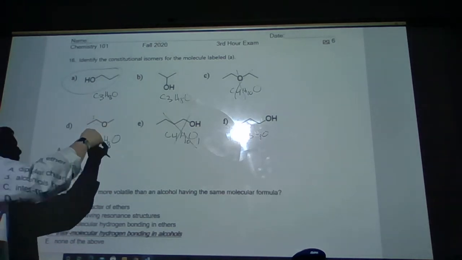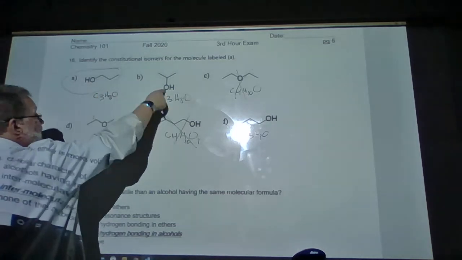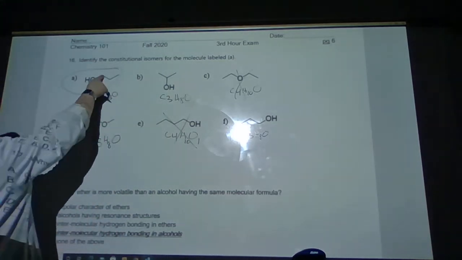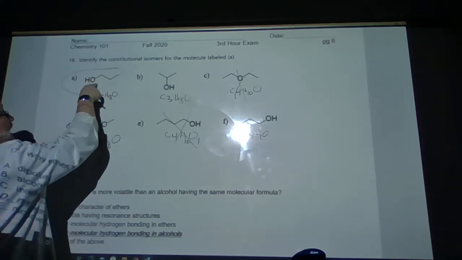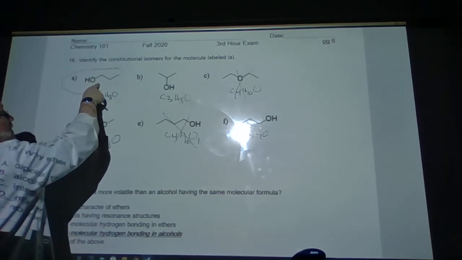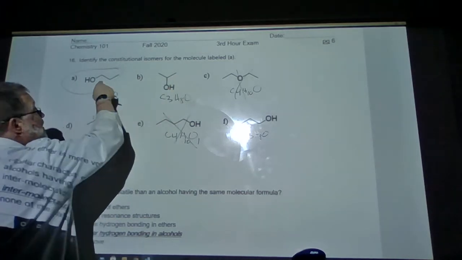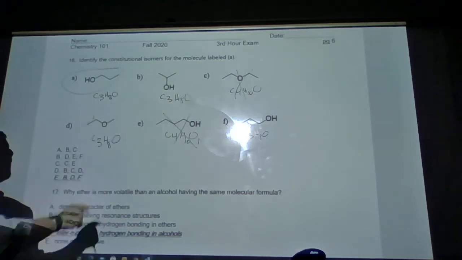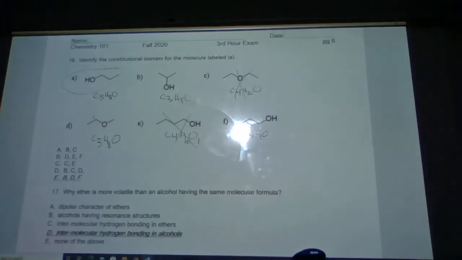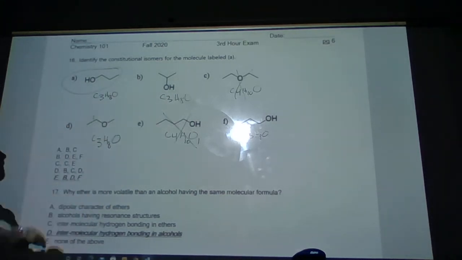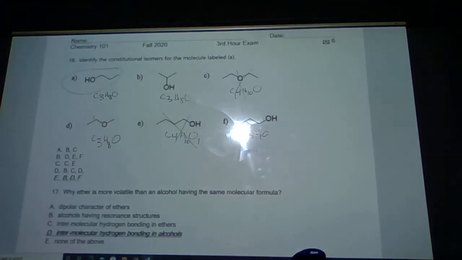Constitutionally, are these arranged differently than that? Yeah. Here we have the OH on the end carbon. Here the OH is in the middle carbon. So how the arrangement of things on this, these are constitutional isomers.